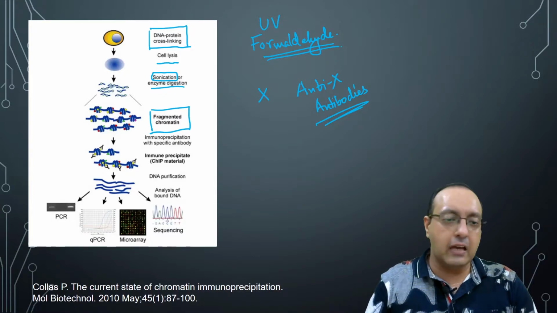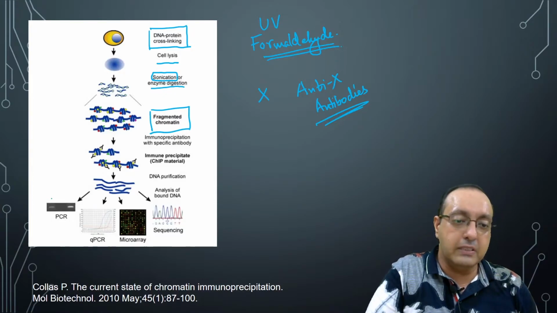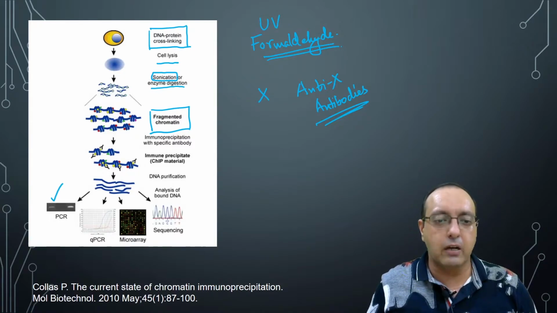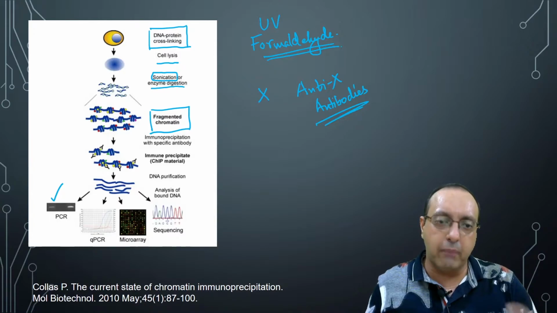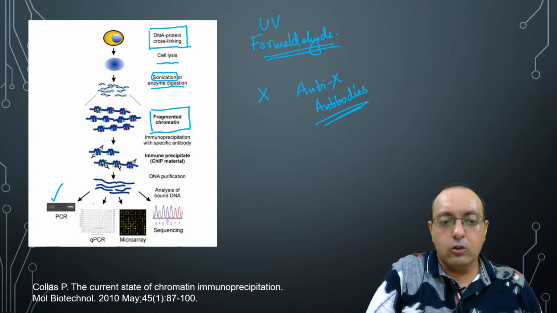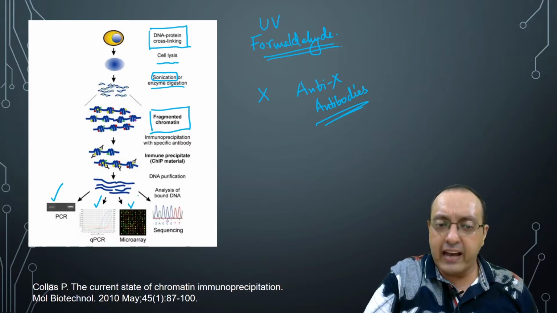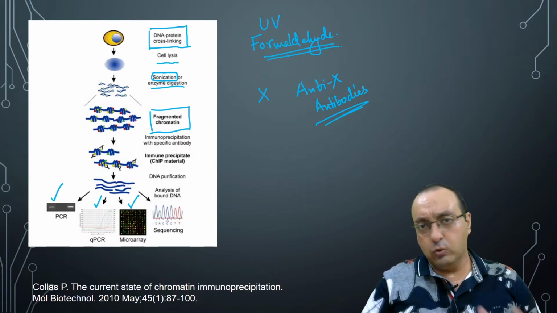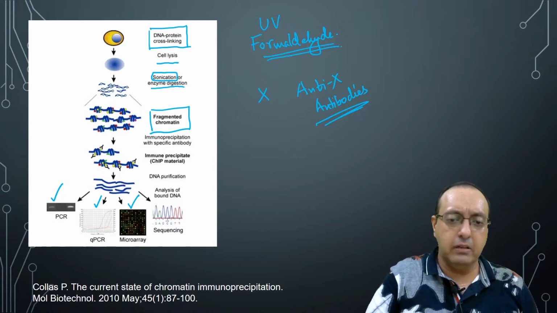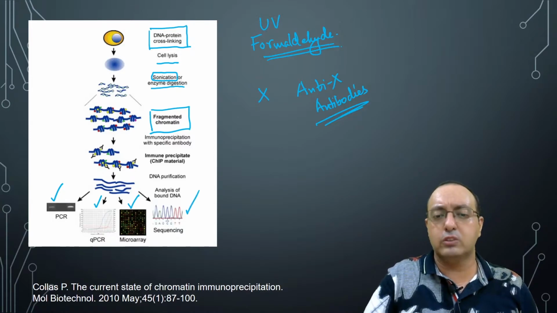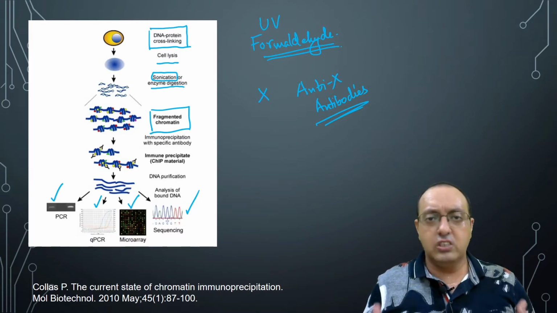That DNA can be amplified by using PCR if you already have some idea about where the protein binds. You can also analyze it by qPCR, quantitative PCR. You can hybridize it to microarrays, to a tiling array, for example. This is called ChIP-Chip, and that we will discuss. Or you can just sequence the whole thing, and that is called ChIP-Seq.